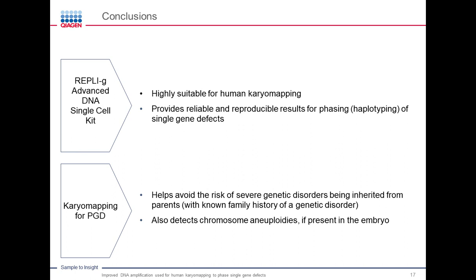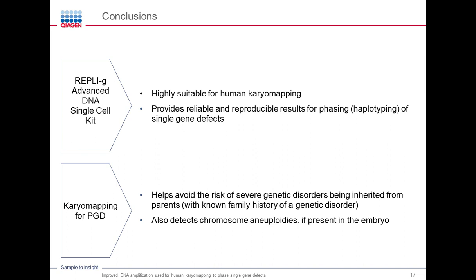So in conclusion, the REPLI-g Advanced DNA single-cell kits are highly suitable for human karyomapping. They provide reliable and reproducible results for phasing and haplotyping of single gene defects. In addition to using these with microarrays, we've also used the same kits for next-gen sequencing analysis using low-pass sequencing, as well as PCR interrogation of specific mutations.